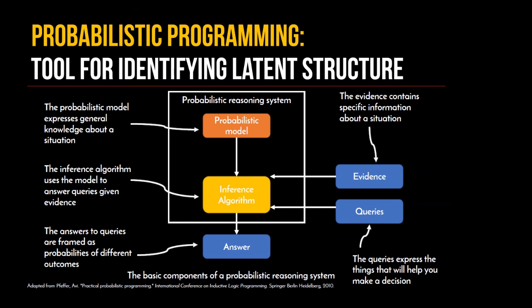You had a whole tutorial on probabilistic reasoning. Usually we have some evidence and we want to make certain queries from that evidence. The probabilistic model expresses our general knowledge of the situation, maybe a hypothesis. And we use some sort of inference algorithm to answer queries based on the evidence or the data and the questions we want to ask. The answers would be probabilities on different outcomes.